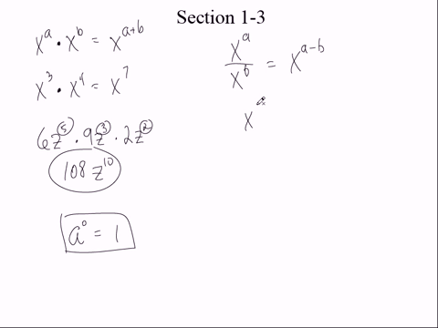Let's put an actual number in there. So x to the, I don't know, fifth over x to the second, x squared. All right, so again, what's the rule? Keep the base the same, subtract the exponents. 5 minus 2 is 3.